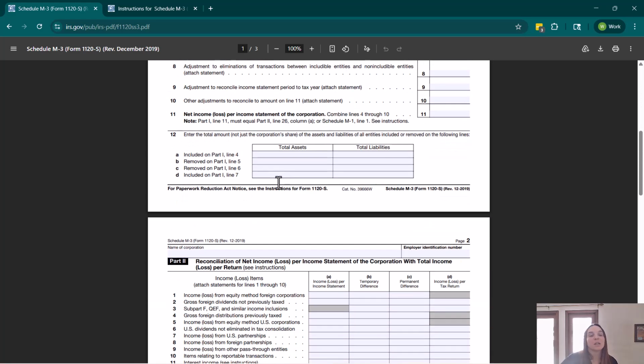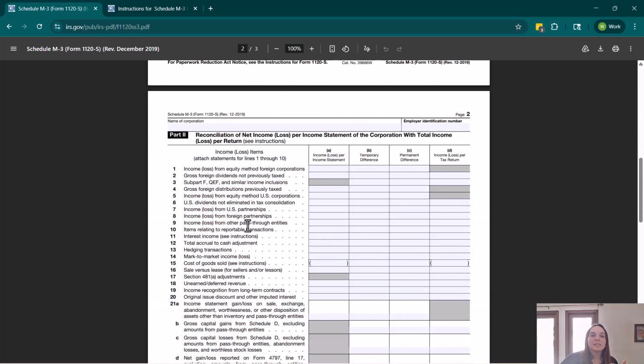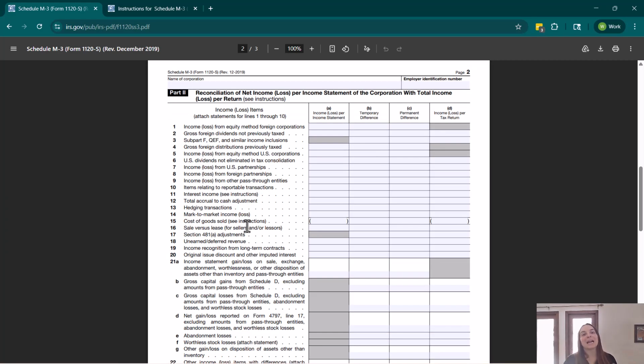And then we are going to go to part two. This is where we are going to reconcile the income items, okay? So this is all the revenue items. And you're going to see it has a couple columns. You're going to have it per the income statement. So this is per the books, okay? The income statement that you pulled from your books.